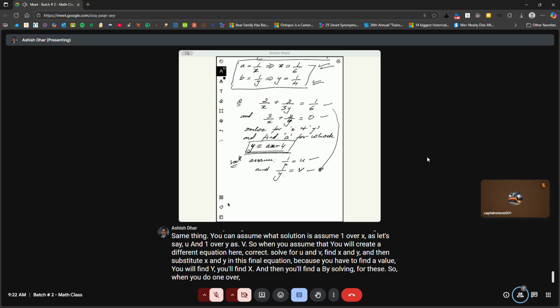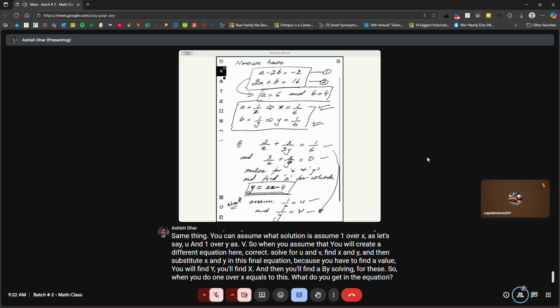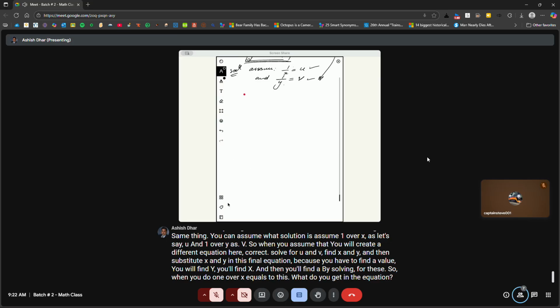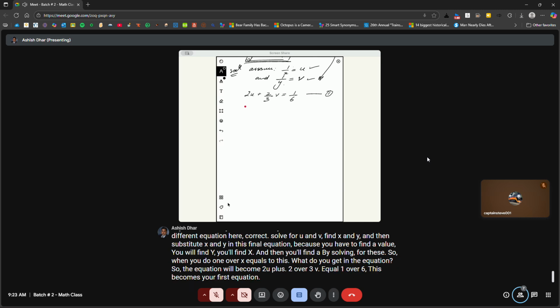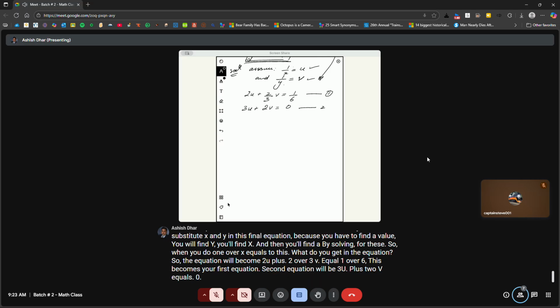So when you do 1 over x equals u, what do you get in the equation? The equation will become 2u plus 2 over 3v equals 1 over 6. This becomes your first equation. Second equation will be 3u plus 2v equals 0. So solve for u and v. Solve it.